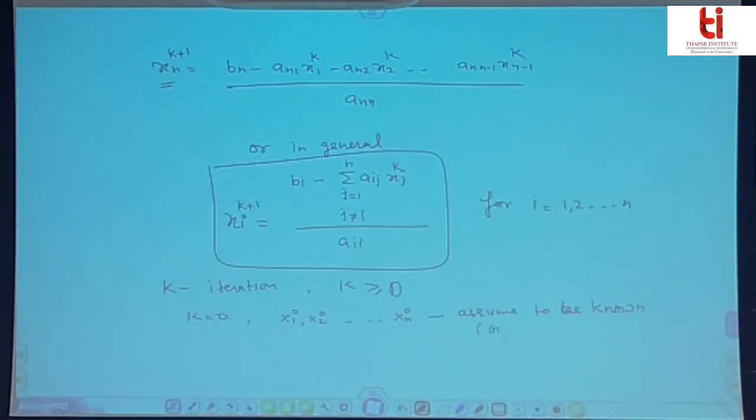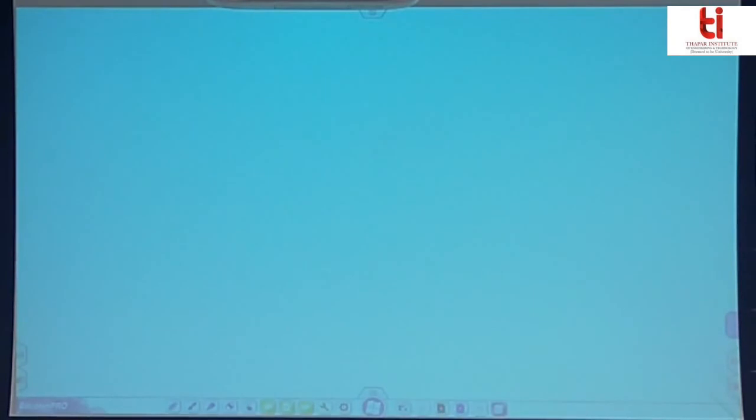We get the values of these x1 0, x2 0 by guess. We guess these values to be known, and then we apply the iterative scheme. How to do that? Let's explain this method by an example.